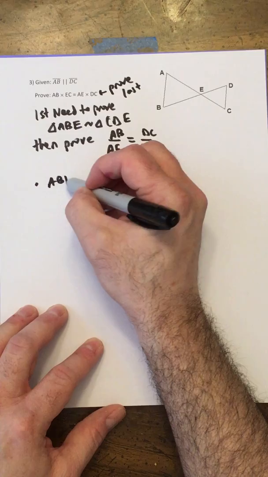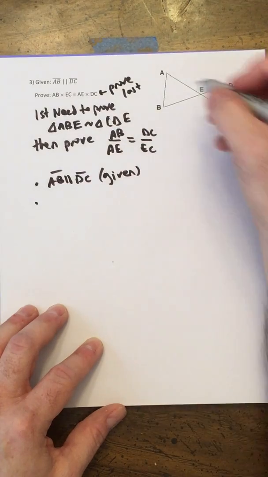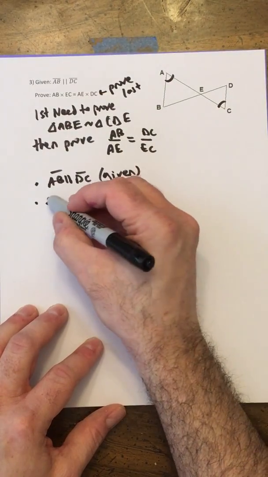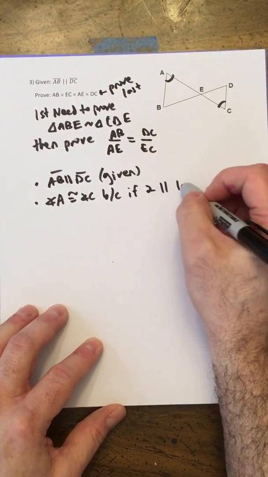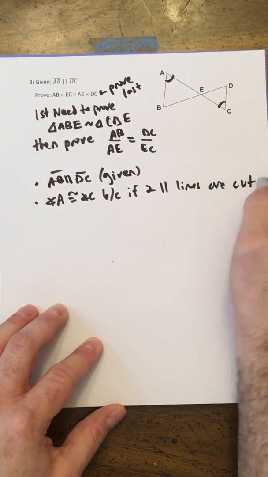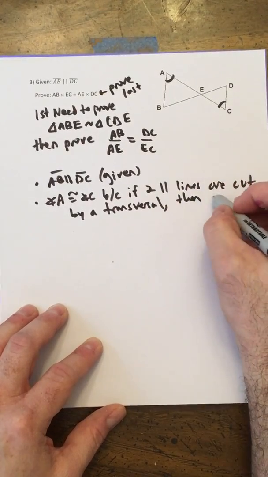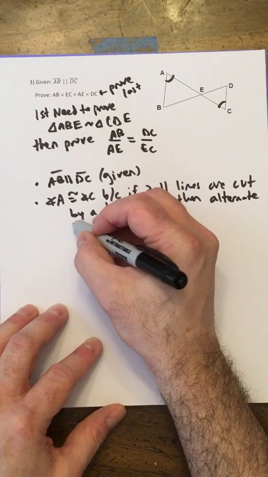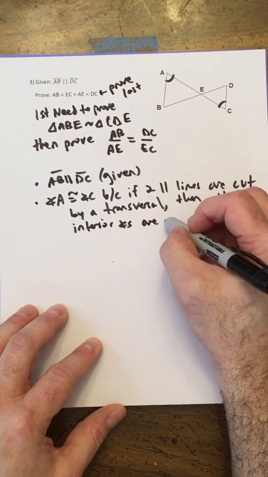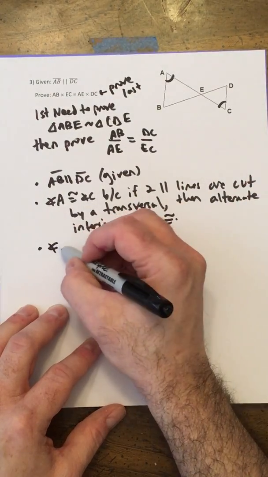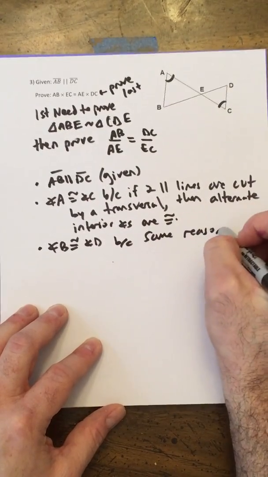All right, so let's try our proof. We're given AB is parallel to DC, so that's given. We know what that's going to give us: angle A is congruent to angle C, if two parallel lines are cut by a transversal, then alternate interior angles are congruent. And we could get angle B is congruent to angle D because of the same reason. I'll mark those in.